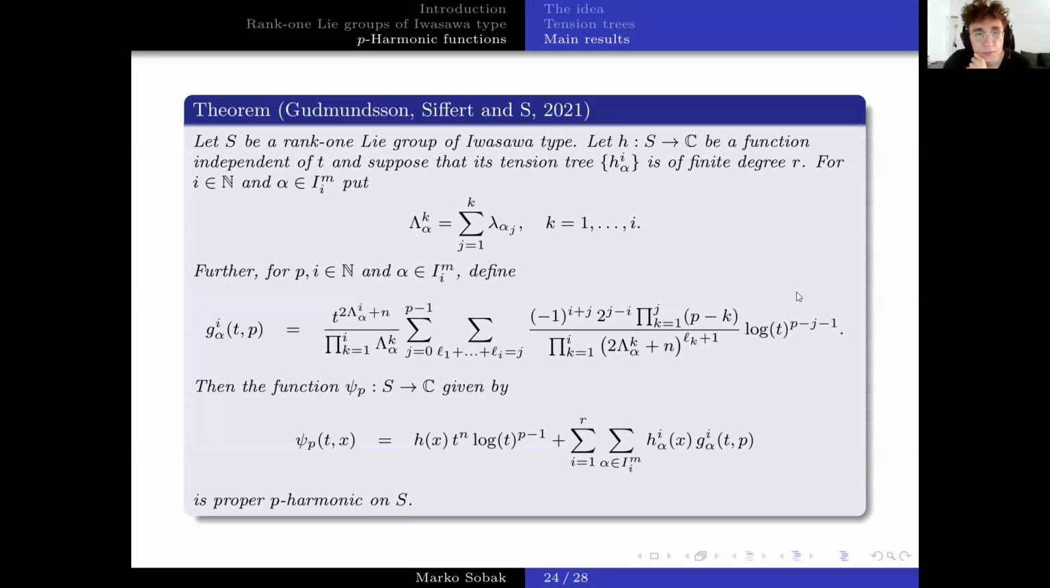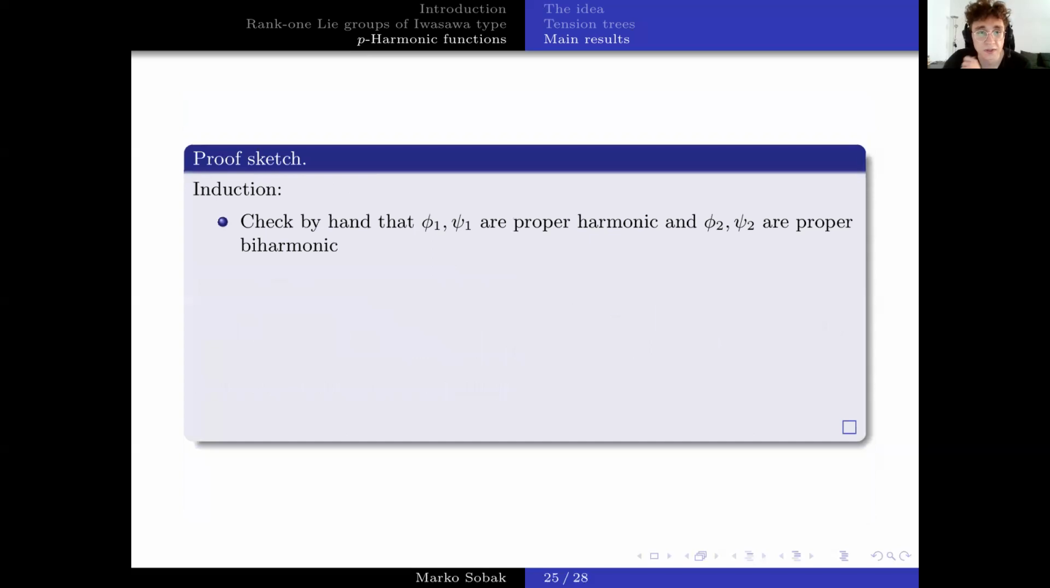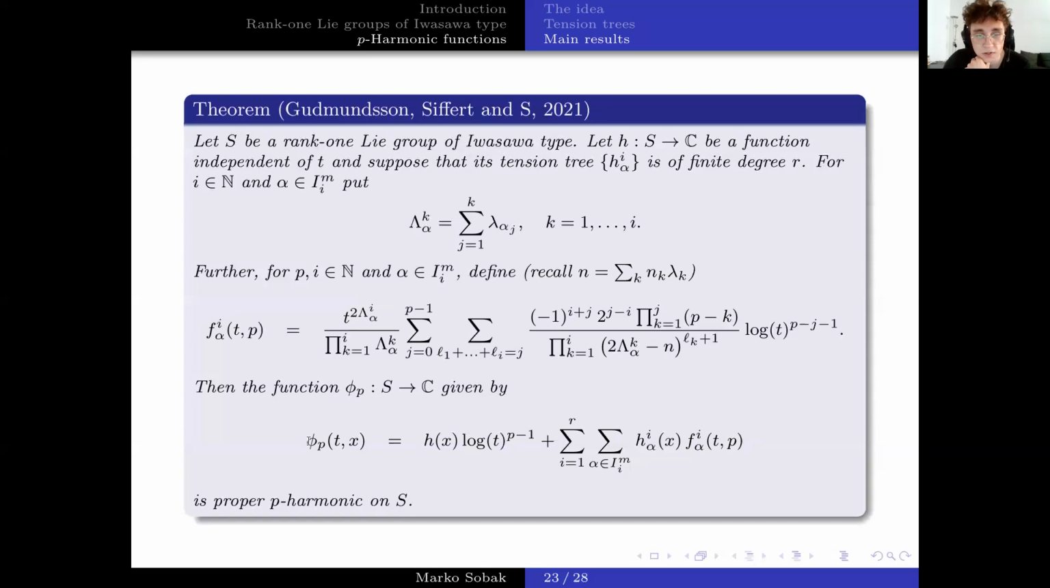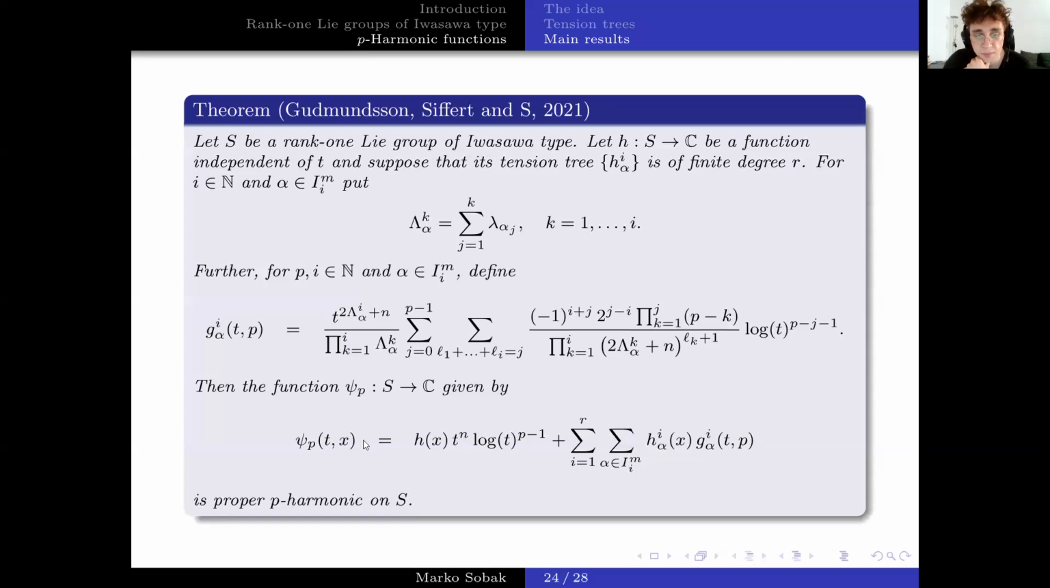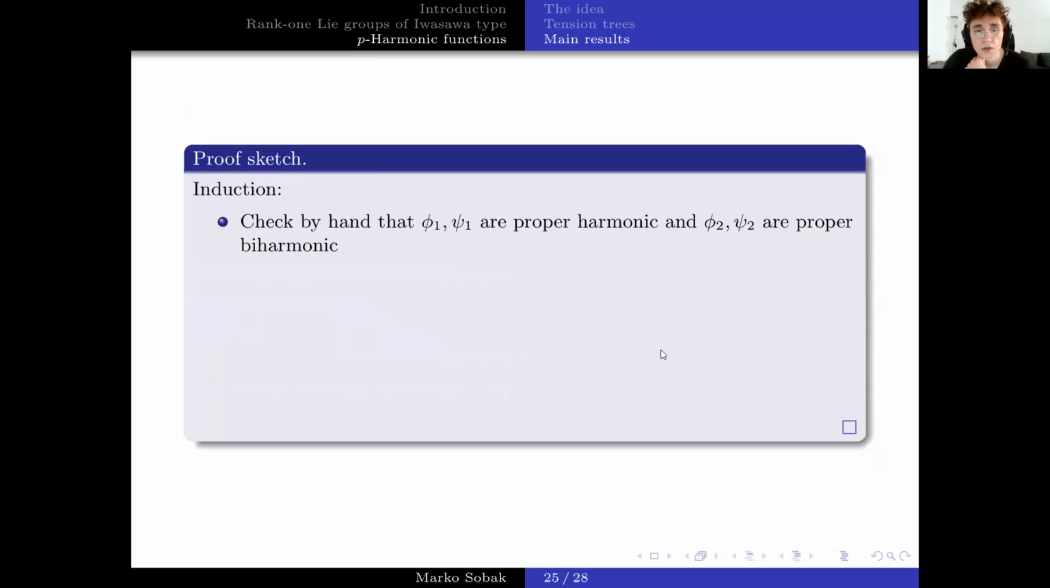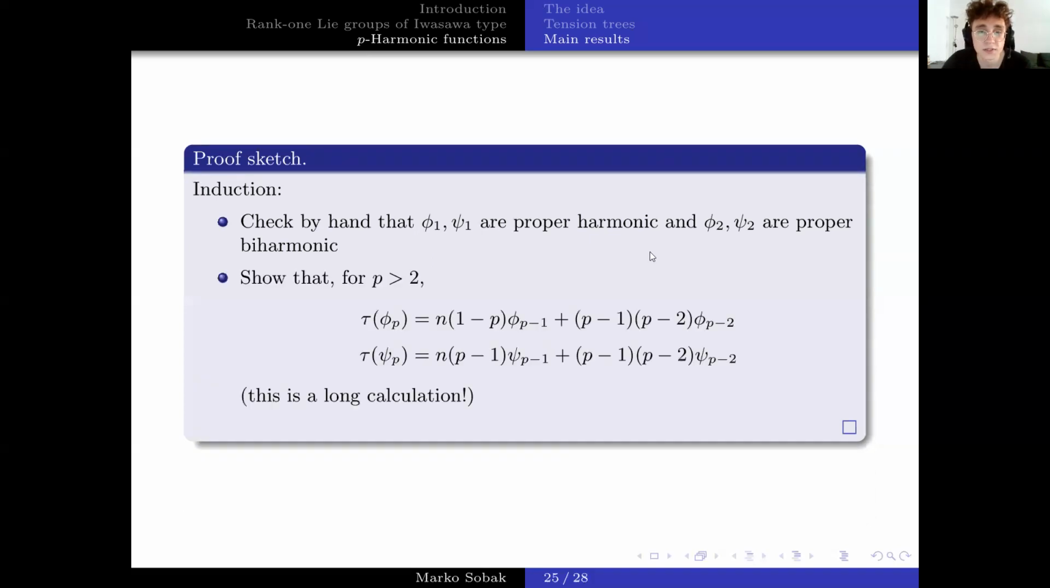Okay, and so what's the idea of the proof? Well, the proof is inductive, so it's by induction. First, one checks that phi1 and psi1 are proper harmonic. You'll remember from the previous slide that phi p was the first construction and psi p was the second construction. So phi1 and psi1 are proper harmonic, and phi2 and psi2 are proper biharmonic. That's not too difficult to check by hand, because you can get a very simple expression for these ones.